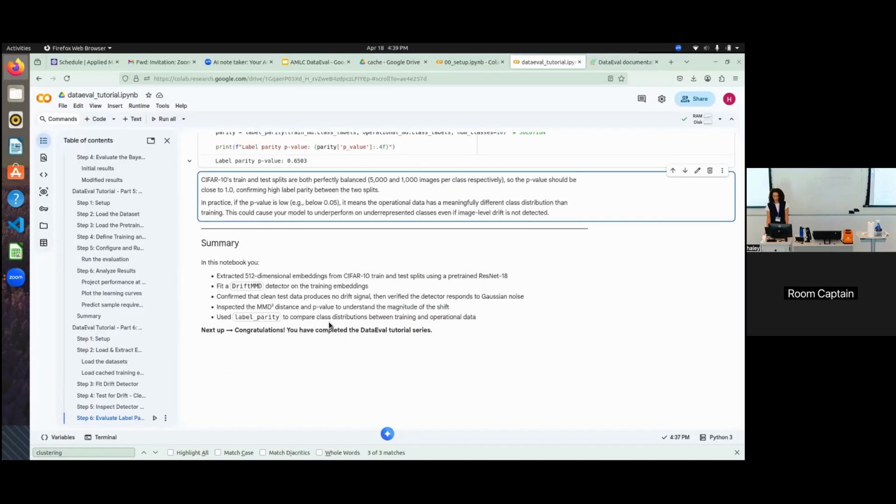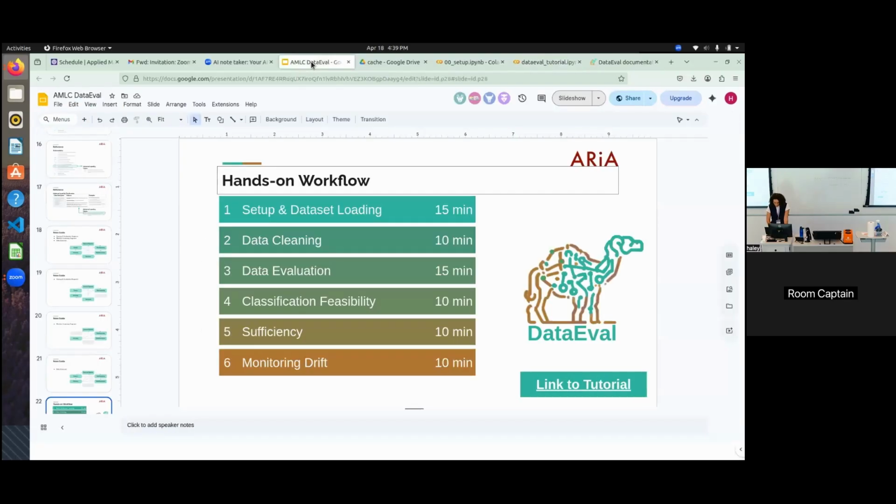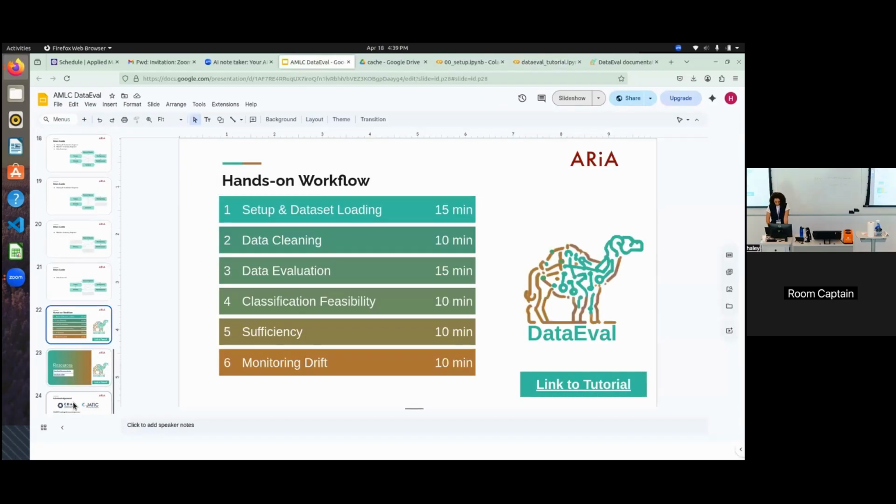Yeah. So that's just going through how we would leverage the drift tool and how we look at label parity, and that is essentially just a walkthrough from data loading to model monitoring. And then, as I mentioned before, here are some resources.